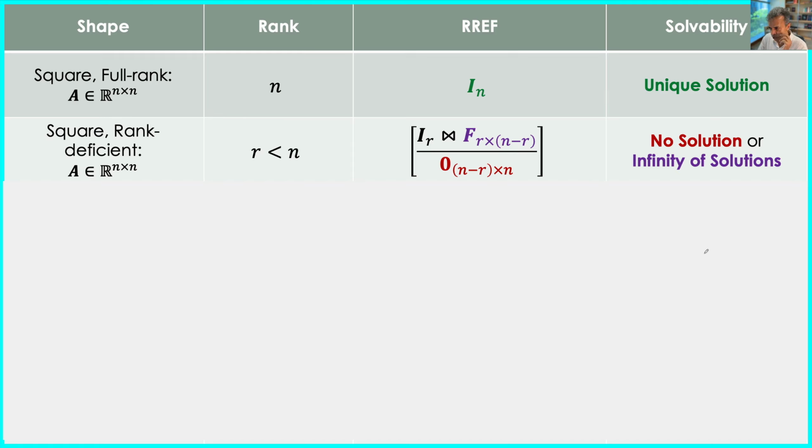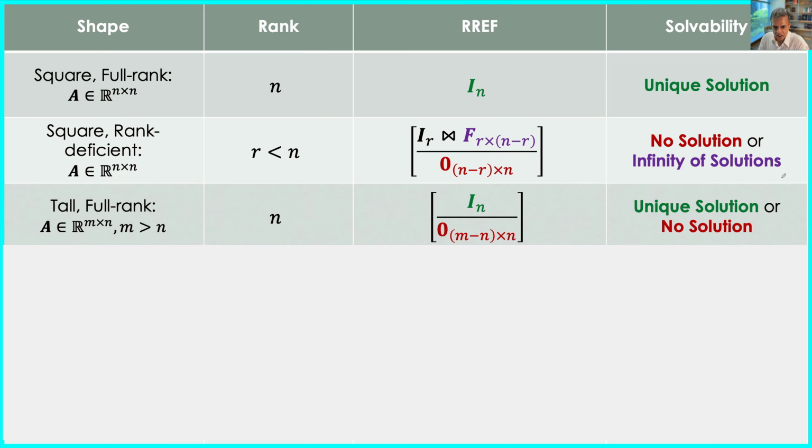Then you will have some free variables and some zero rows. It is possible that the zero rows might lead to 0 equal to non-zero depending on the constants that you started from. So the situation might be inconsistent, the equations might be inconsistent, in which case you will get no solutions. But if the equations are consistent, you will get an infinity of solutions. A tall full rank, again, the moment you have 0 rows, it is always possible to have 0 equal to non-zero, leading to no solutions.